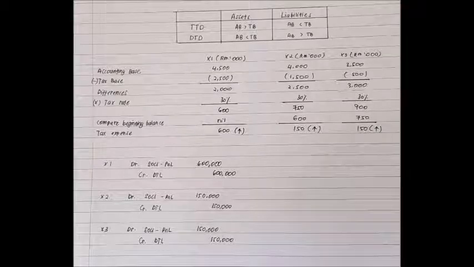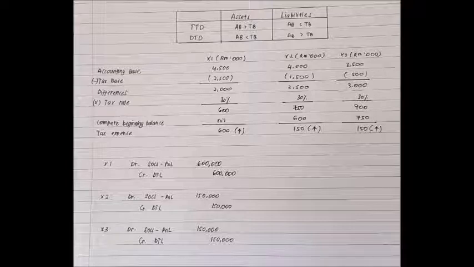The last step is to identify whether it is a taxable temporary difference or a deductible temporary difference. Now we are focusing on assets. To identify the differences, we take accounting base minus tax base for year X1. Accounting base and tax base are 4.5 million ringgit and 2.5 million ringgit respectively. Since accounting base is higher than tax base, it is considered a taxable temporary difference of 2 million ringgit. Then that amount times 30% income tax equals 600,000 ringgit.